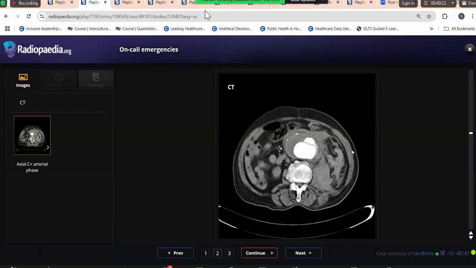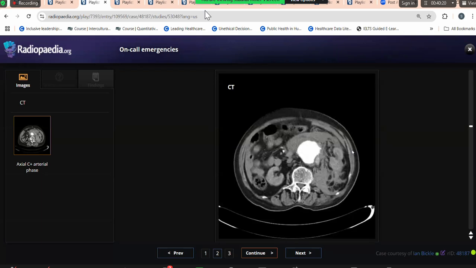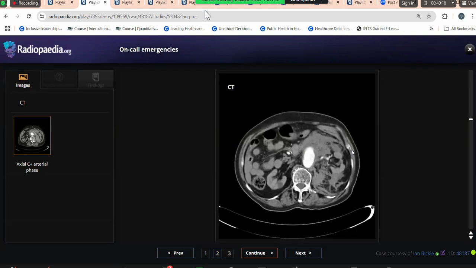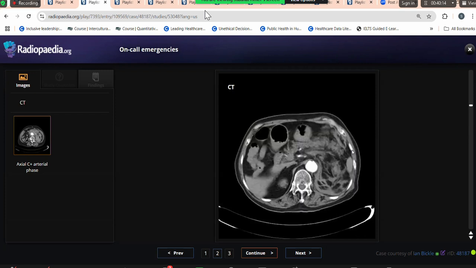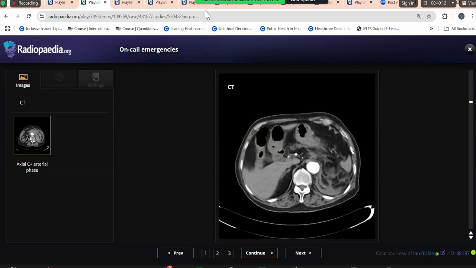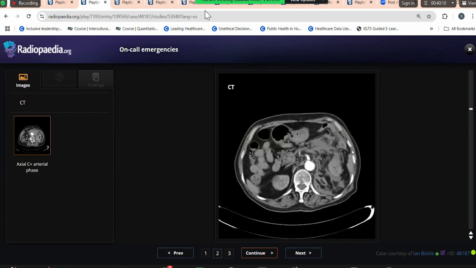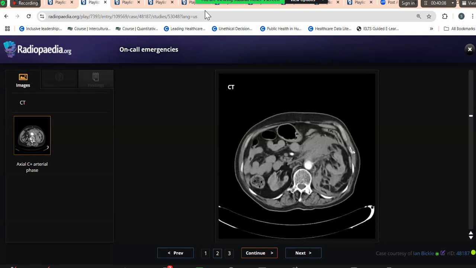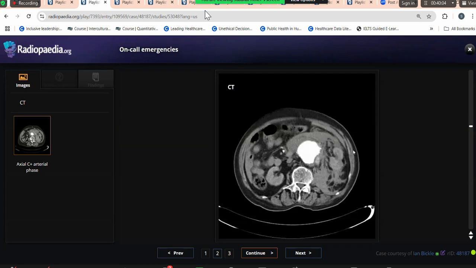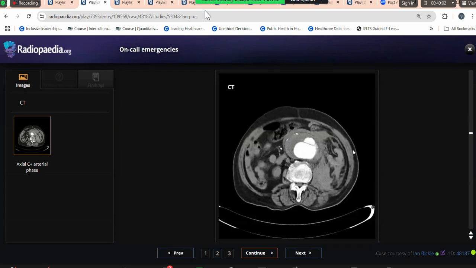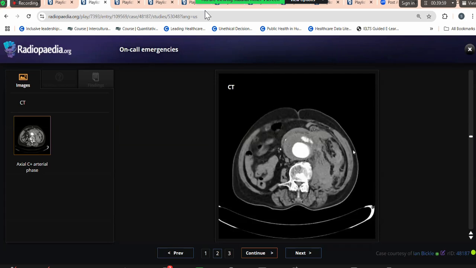wall of the aorta, and I'm looking for the extent of this high density collection that is predominantly located at the left side in the retroperitoneal space, and I cannot see any intimal flap within the aortic lumen, and for these imaging appearances, I would look if any previous imaging is available.